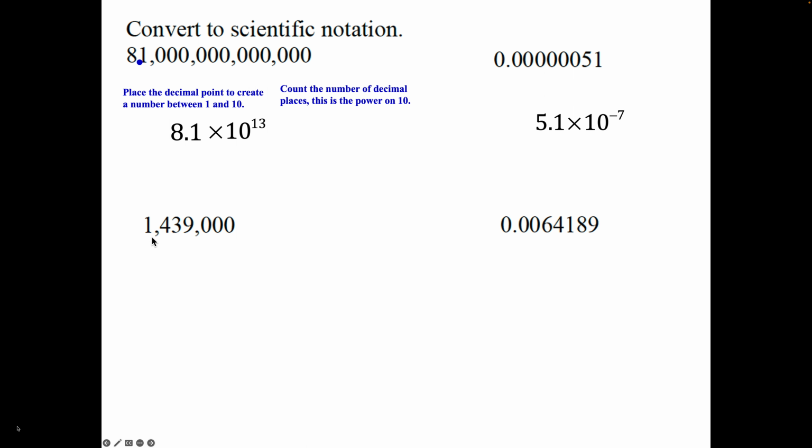1,439,000: the decimal point will go right after the 1. Keep the 439. You can drop the zeros. 1, 2, 3, 4, 5, 6 decimal places, 10 to the 6th. Here we want 6.4189. You've got to keep all these digits. We're just going to go 1, 2, 3. So 6.4189 times 10 to the negative 3rd power.